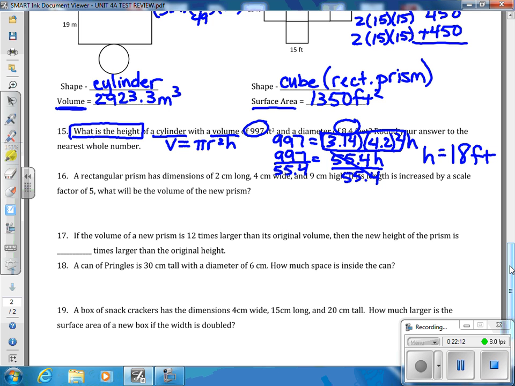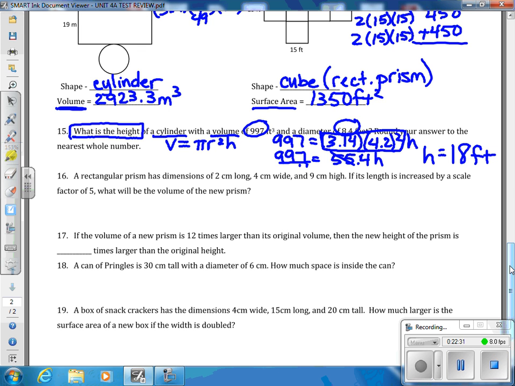Okay. All right, for number 16, it says a rectangular prism has dimensions of 2 centimeters long, 4 centimeters wide, and 9 centimeters high. If its length is increased by a scale factor of 5, what will the volume of the new prism be? Remember, if you change one attribute in your shape, then the volume is going to change by that same scale factor.